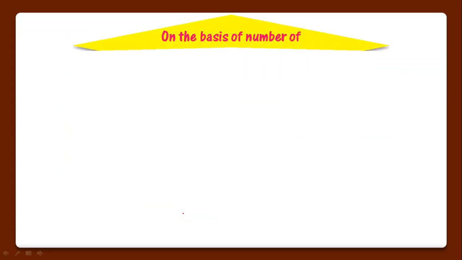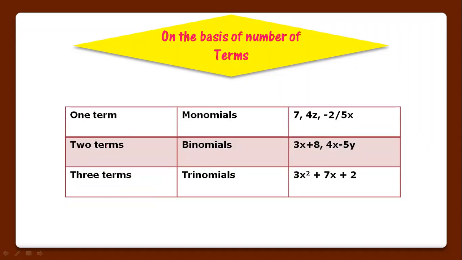Now let's see the classification on the basis of number of terms. We have 3 categories here. If there is one term present, that is called a monomial. 7 itself is a single term. 4z minus 2 upon 5x. When terms are separated by plus and minus signs, we differentiate them. Otherwise, if they are connected through multiplication and division, it will be termed as a single term. So they are called monomials.